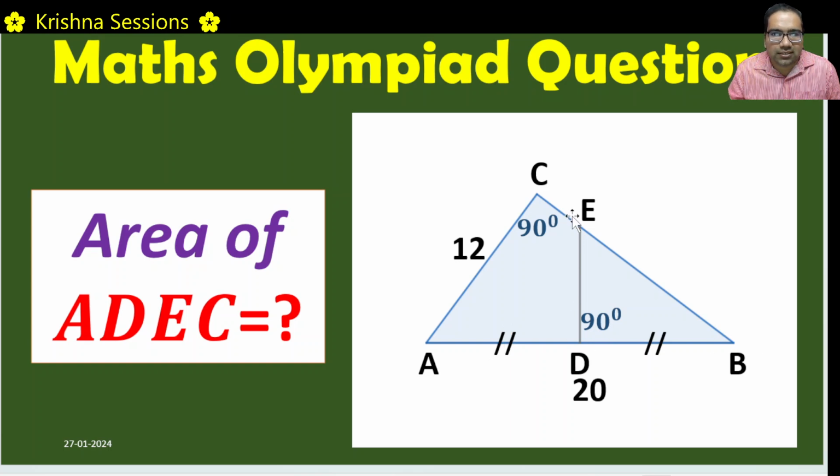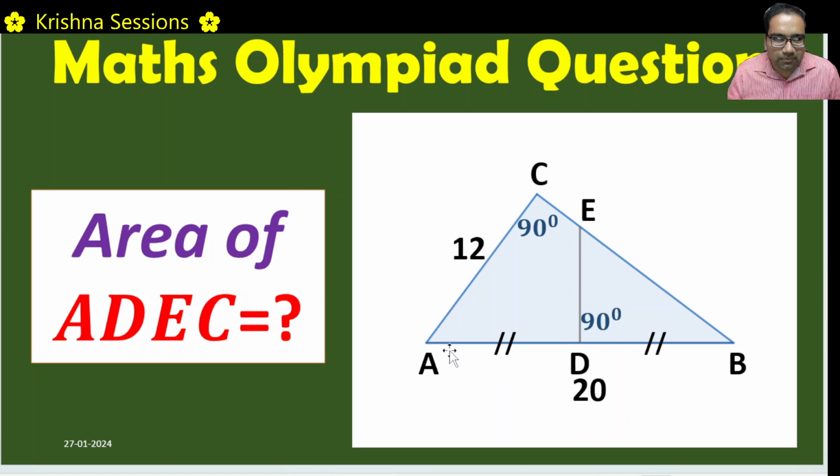So that's why DE is a perpendicular bisector. It is dividing AB into two parts, and at the same time, it is perpendicular to AB. Now, the length of AB is 20 and the length of AC is 12. What we need is the area of ADEC. That's why this is a beautiful problem. This is a quadrilateral, right? Area of quadrilateral we want.